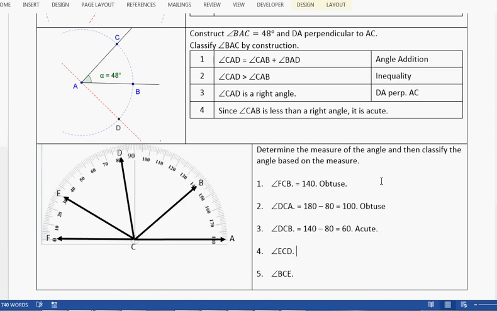ECD is 80 minus 30, which is 50. That makes it acute. And BCE is 140 minus 30, which is equal to 110 degrees, and that makes it obtuse.